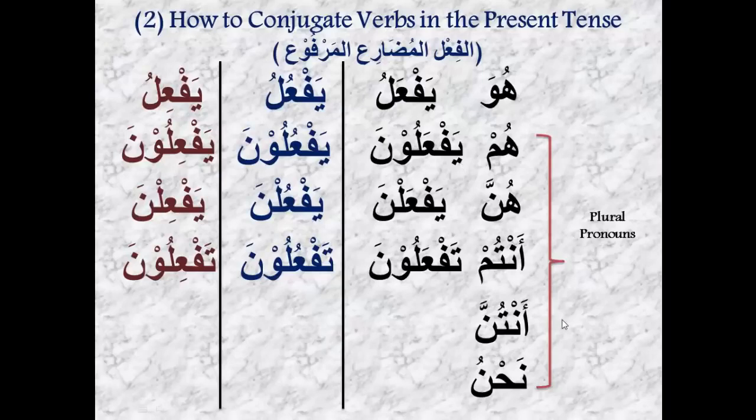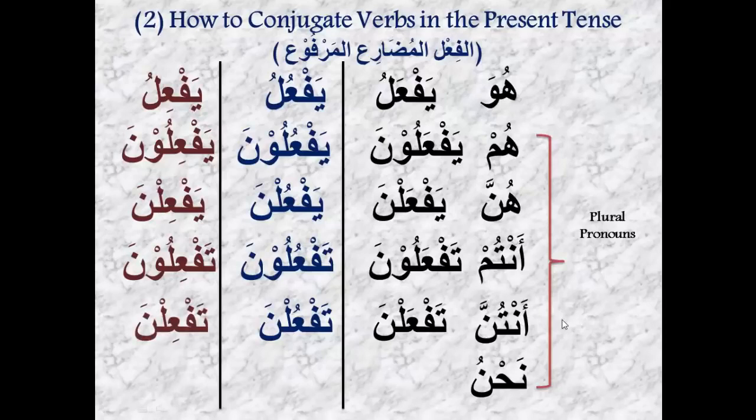Antunna taf'alna. Antunna taf'ulna. And antunna taf'ilna. Notice how this is very similar to hunna. So the feminine plural forms are very similar. Yaf'alna and taf'alna. We're switching out the ya for the ta. And lastly, for nahnu, which means we, nahnu naf'alu, nahnu naf'ulu, and nahnu naf'ilu.